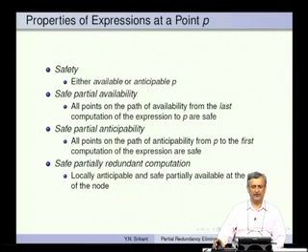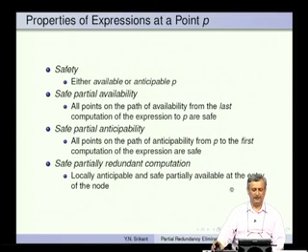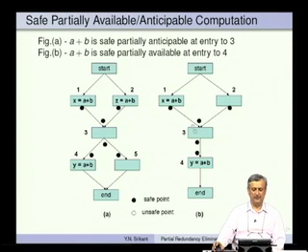And what is a safe partially redundant computation? It must be locally anticipable, that is computed within the basic block, and safe partially available at the entry to the node. So, let us look at some examples.